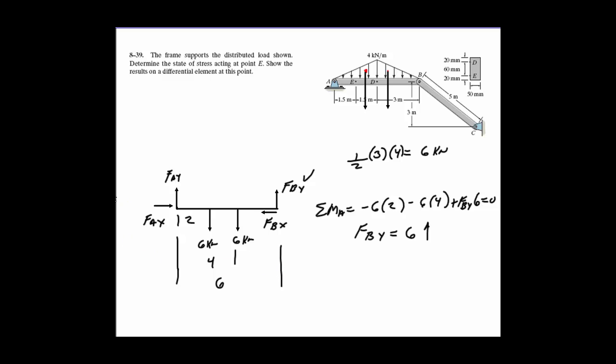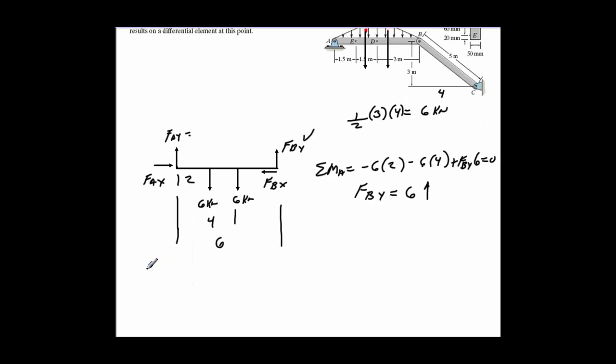Okay, now what you can do at this point is just sum the forces in the y direction, set those equal to 0. We will get 6 that we have here, we got -6 coming down, we got -6 coming down, plus FAY is equal to 0. FAY is equal to 6 kilonewtons.